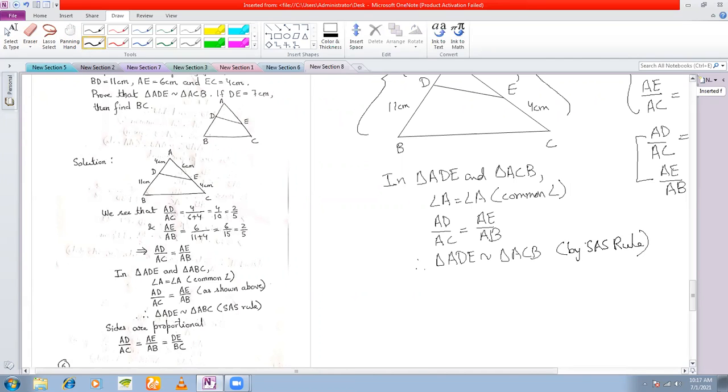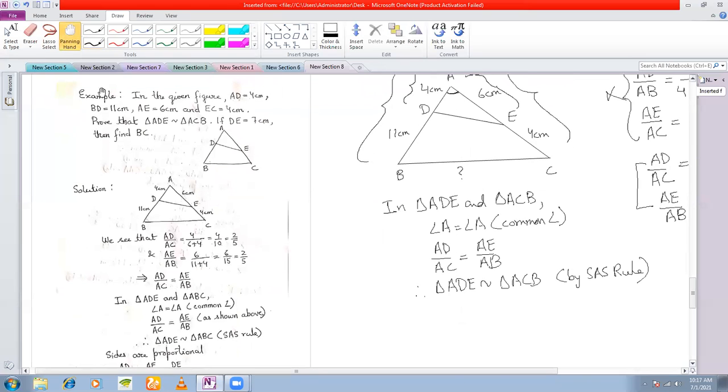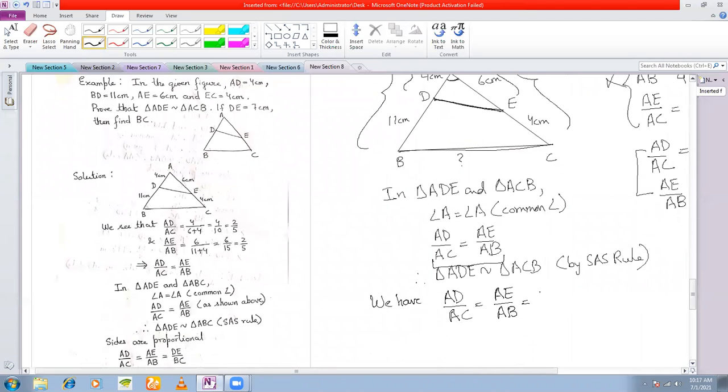Once we have proven similarity, now we have a second part of the question, that find the length of BC. So we need to find out this length here. Okay, so we write the proportional sides. We write all three sides. So first you write this, AD by AC is equal to AE by AB. And what should be the third side here? DE by BC, because we are writing the sides of the smaller triangle in the numerator. This is the only side that was left, DE. So we'll write here DE by BC.